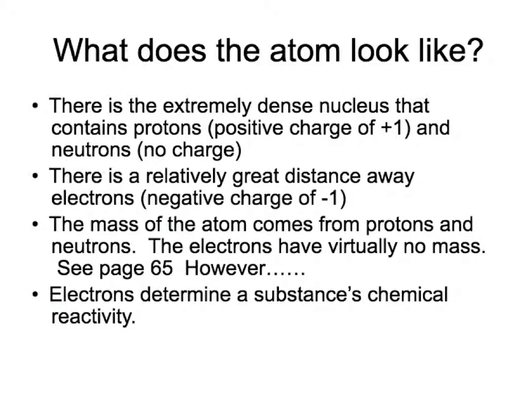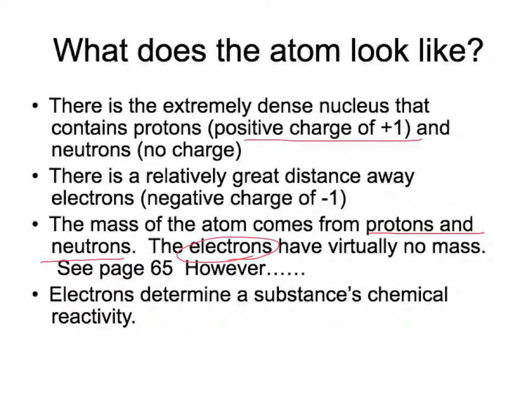So what does the atom look like? They determined there's this extremely dense nucleus that contains protons, positive one, and neutrons with no charge. That came along later. There is a relatively great distance away electrons with a negative charge of -1. Now, do distinguish between charge and mass. The mass of the atom comes from the protons and neutrons. These things are very massive compared to electrons. Electrons have virtually no mass at all.